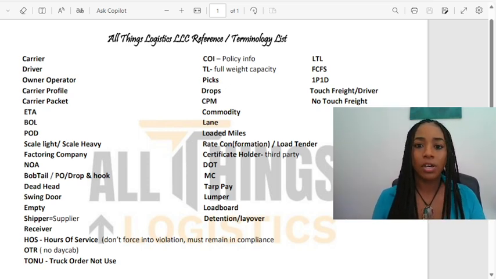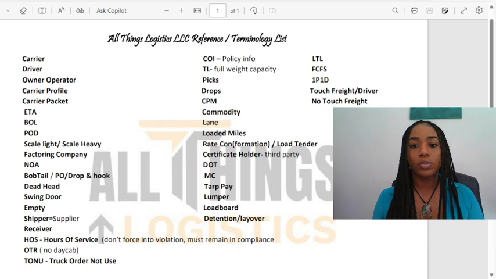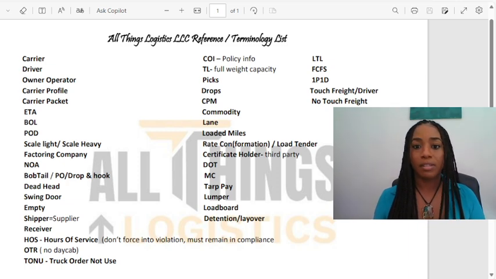LTL is less than a truckload. So we already talked about how the truckload's max capacity is like 45,000 pounds. Sometimes you'll see LTL also known as a partial load. So less than a truckload or partial load, that's when it's nowhere near the full truckload, the 45,000 pounds. So you could be having that carrier pick up a load that's only 10,000 pounds. And in that case, that broker is not going to want to pay you what that lane is worth. Remember, we talked about the lane being origin to destination.